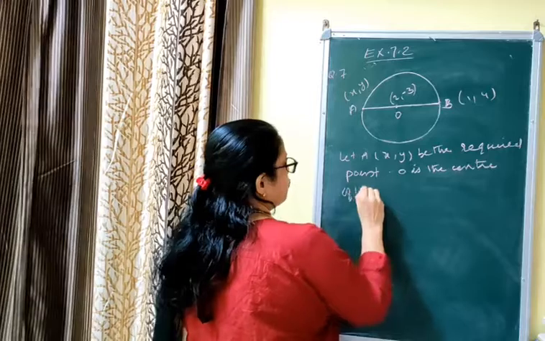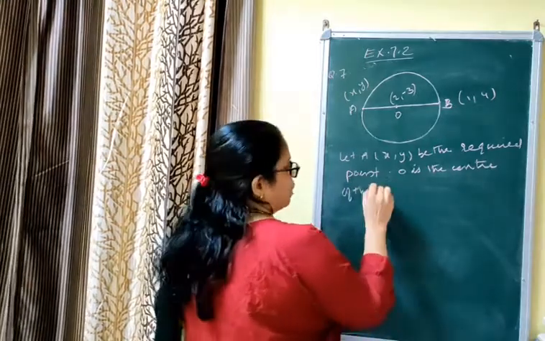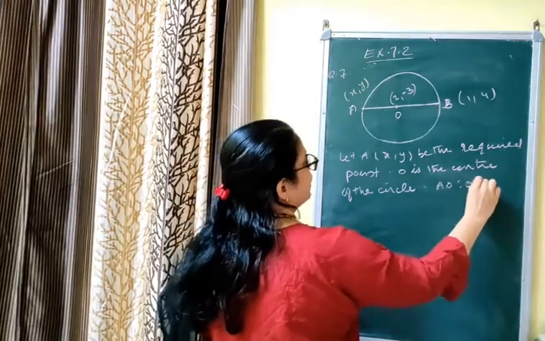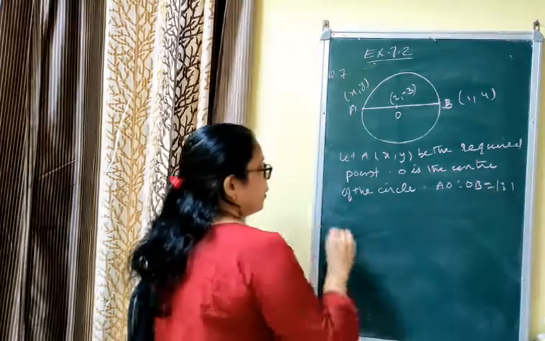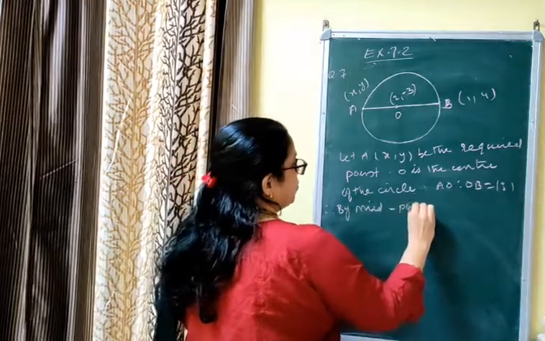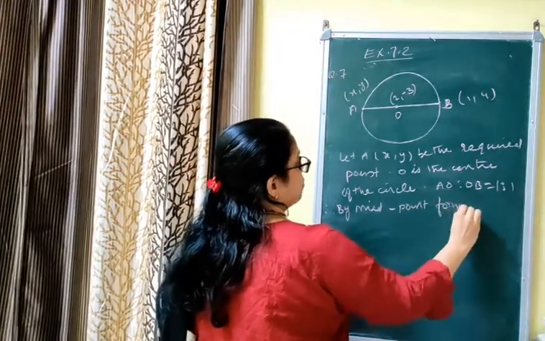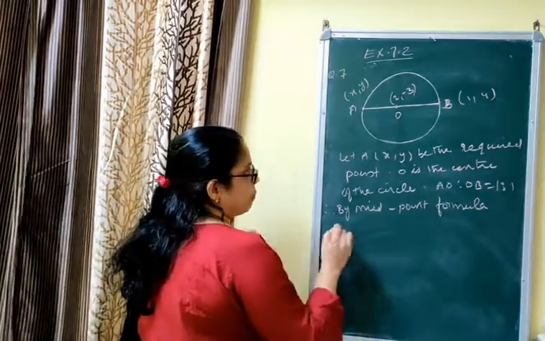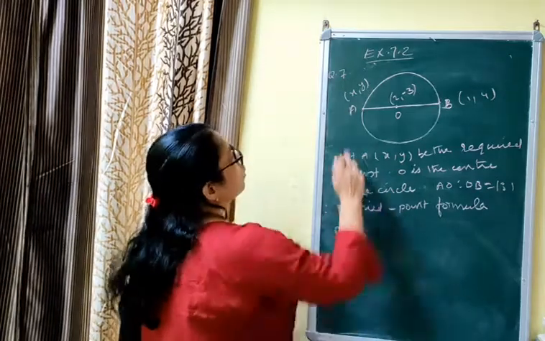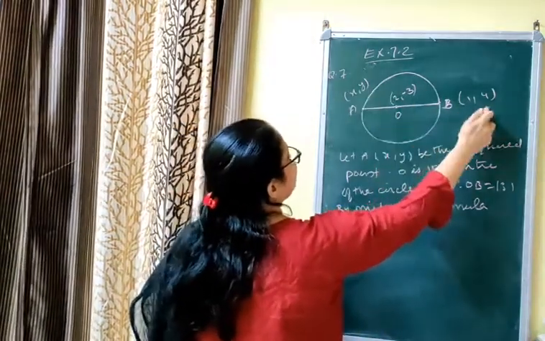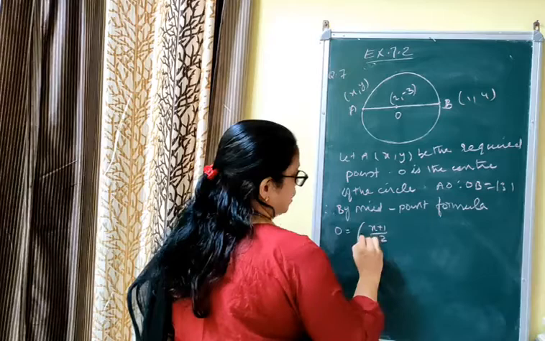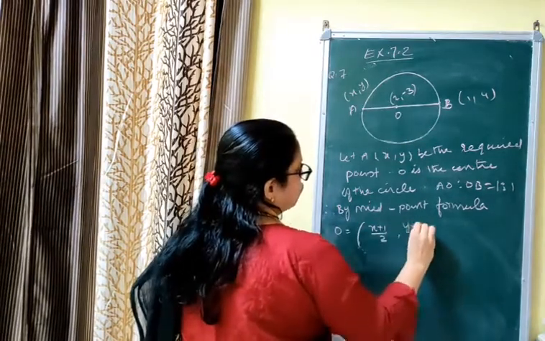What do you mean by center? That means midpoint. Since O is the midpoint, AO : OB is equal to 1:1. Therefore, by the midpoint formula, that is (x1 + x2)/2, (y1 + y2)/2, you will get the coordinate of O is equal to ((x + 1)/2, (y + 4)/2), where x1 is x and x2 is 1, and y1 is y and y2 is 4.